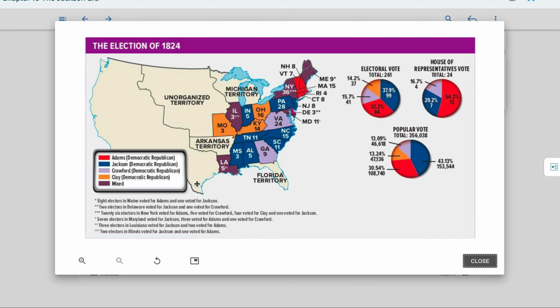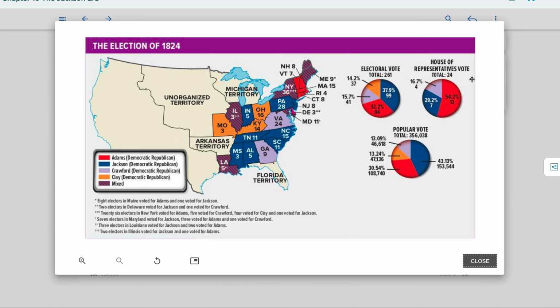Now, if you look, also on the asterisks, the stars, it tells you how they were split. How many people voted for Adams, how many people voted for Jackson. So the electoral vote, remember each state, they vote by state, they get a certain number of electoral votes. The more people, the more electoral votes they have. So it's like the points. So there was 261 points, and Jackson got 99, but he needed half, more than half. He needed a majority. So he didn't have a majority. He only had 37.9%. Adams had even less, with 32.2%.